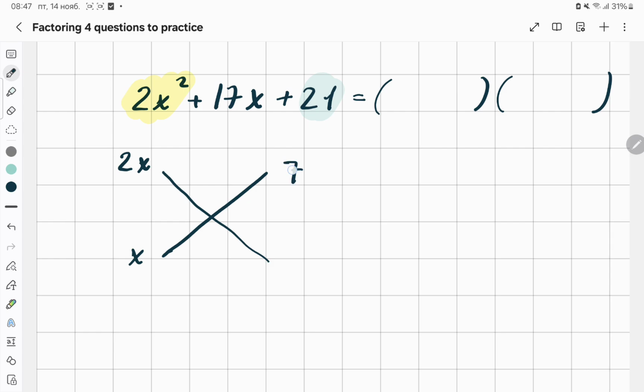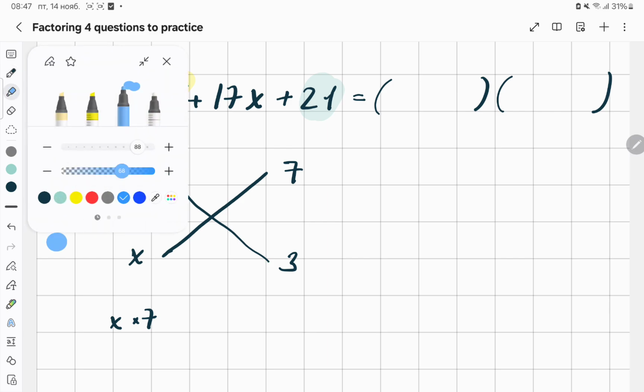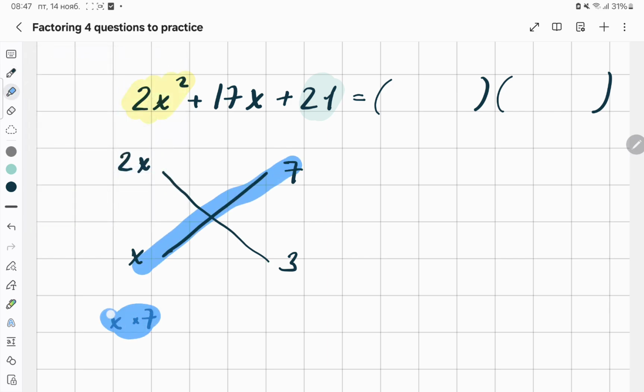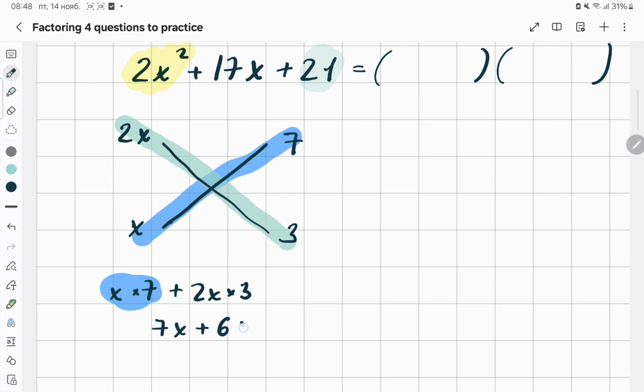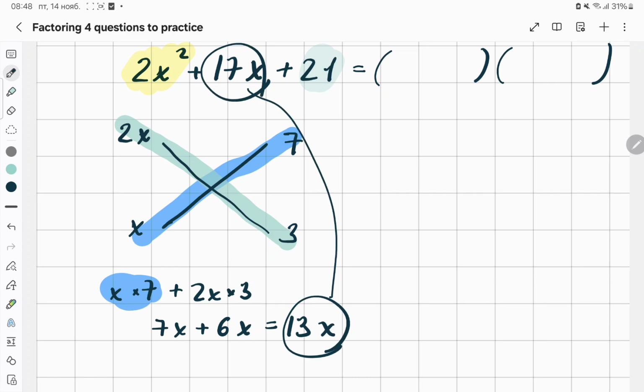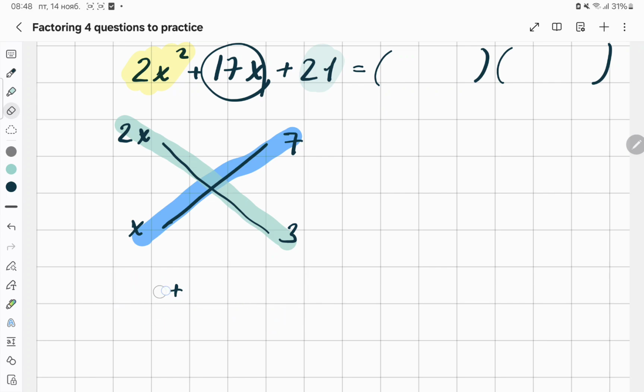So let's try 7 and 3, and now let's check. So x times 7, and 2x times 3, and now let's calculate. So it is 7x plus 6x, which is equal to 13x. Okay, it's not appropriate again, because it's not equal, yeah? It's pretty close, yes, pretty close. And let's try to switch.